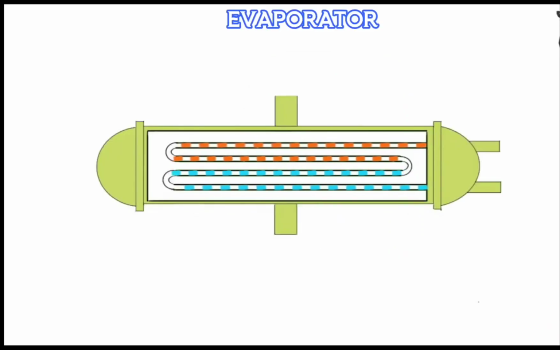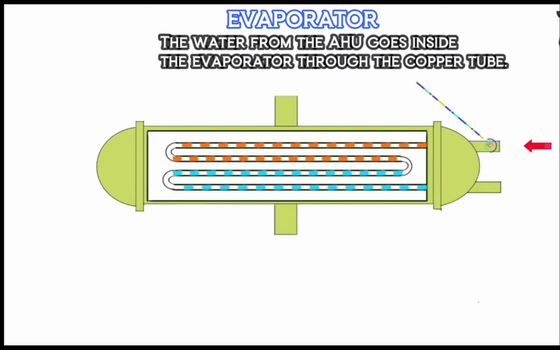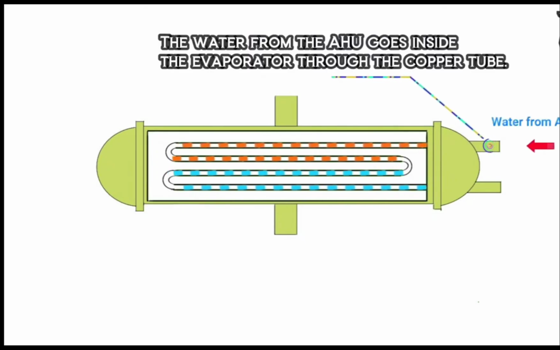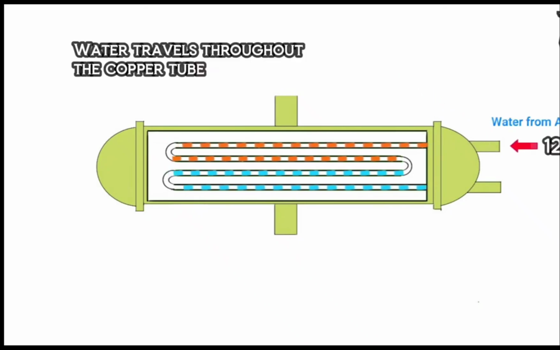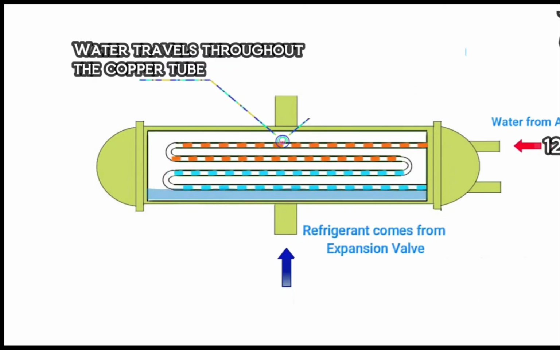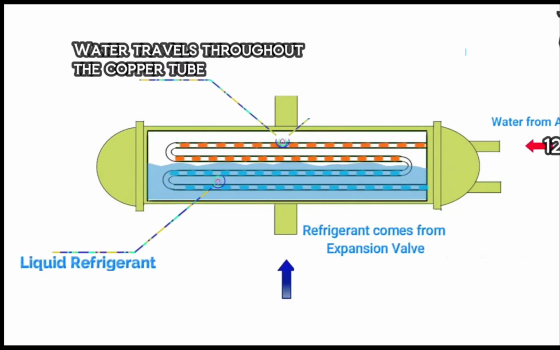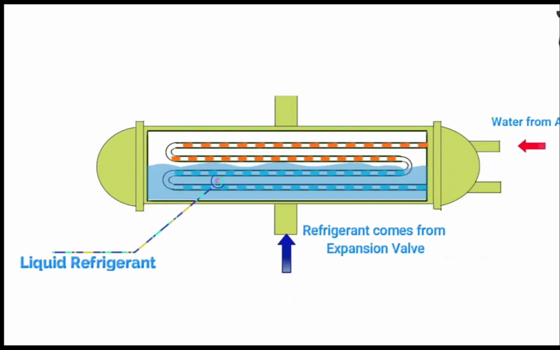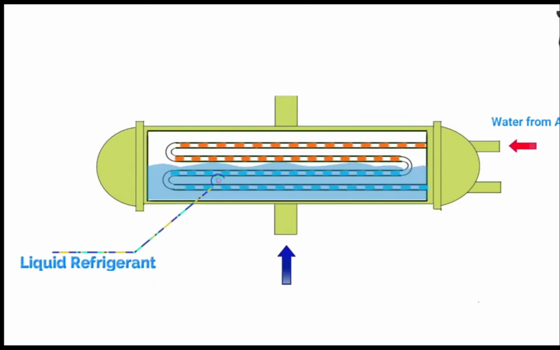Next, the refrigerant will enter the evaporator. The evaporator is also similar to the condenser. In the condenser, the water from the cooling tower enters through the coil. But in the evaporator, the water from the AHU enters through the coil. The water from the AHU will enter the evaporator at 12 degrees Celsius and travel throughout the coil. The refrigerant that comes in cold from the expansion valve surrounds the coil inside the evaporator.